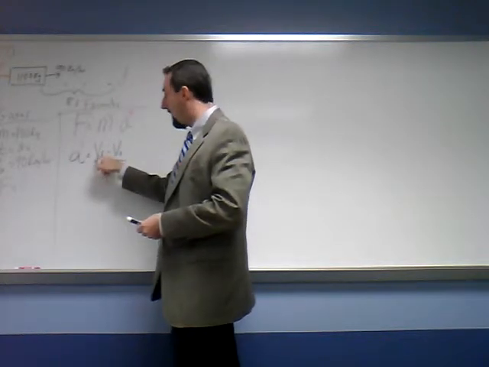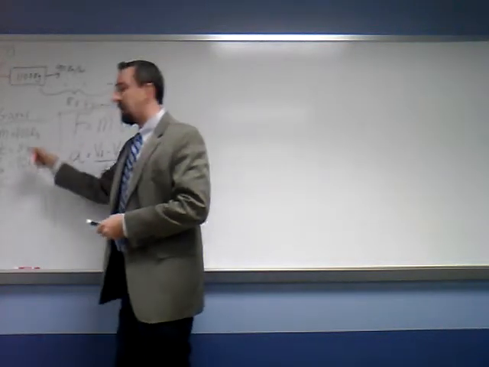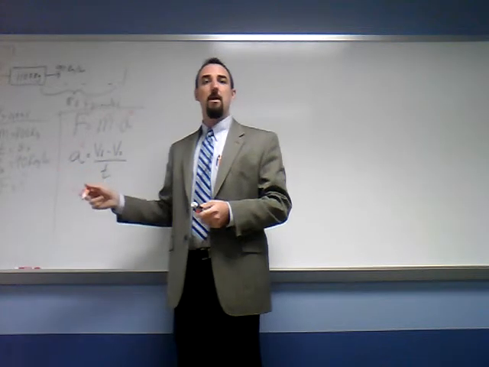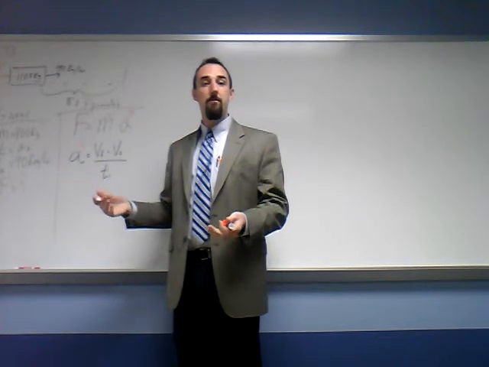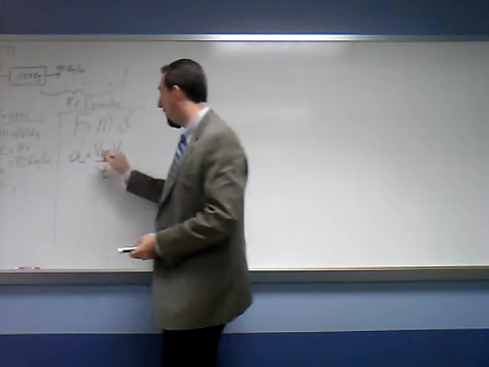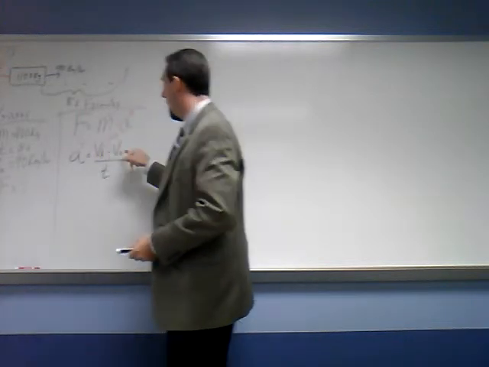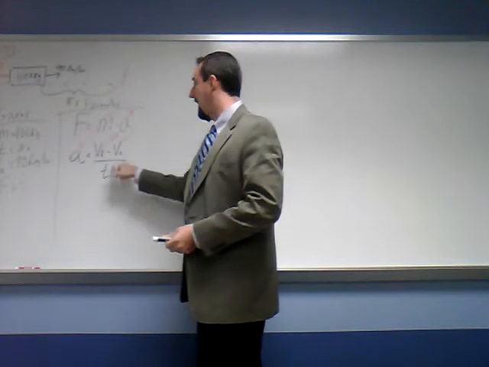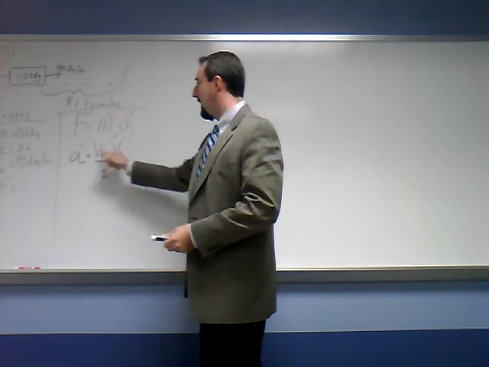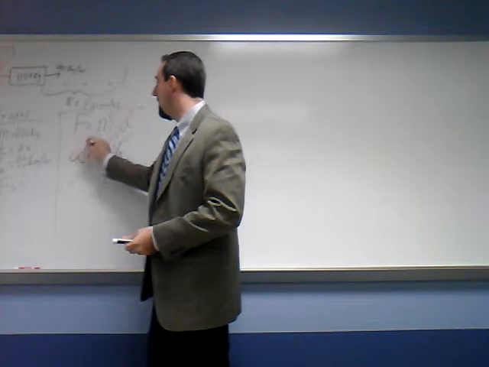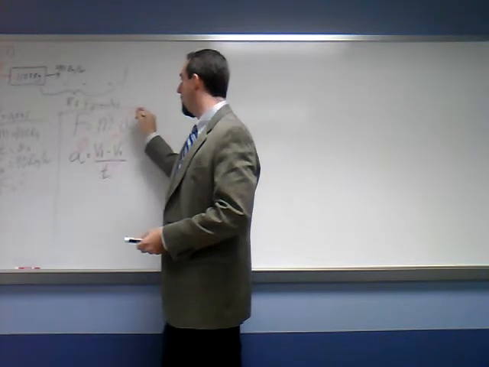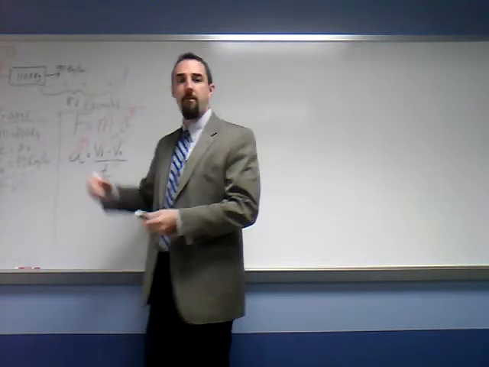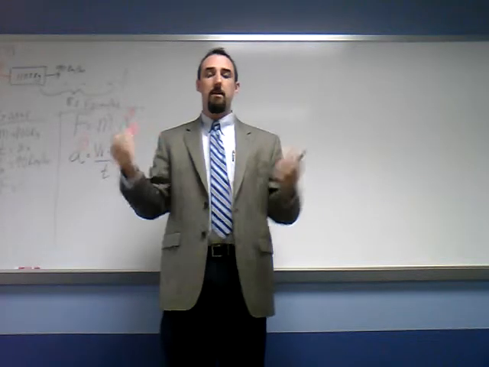Do I know v final? Well, it's not in my givens list, but if I think for a minute about what's happening in the problem, the car's stopping, right? So that means the v final is 0. And how about v original? Well, I have that. I got to convert it, but I got it. And time, I got that. So I can use this formula to get a, and I can use this formula with a to get F, and I'm done. That's it.